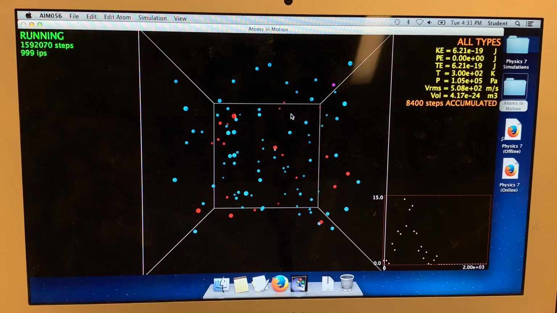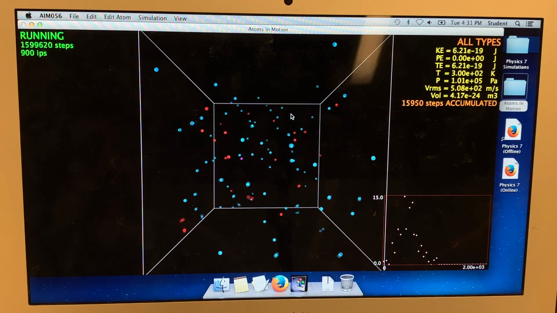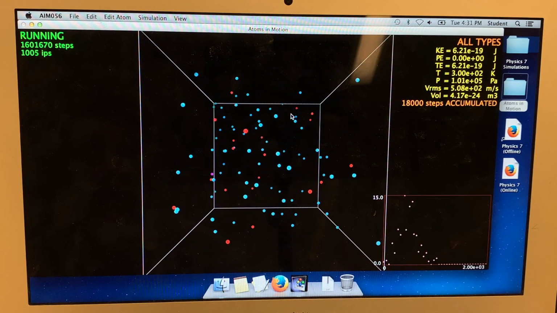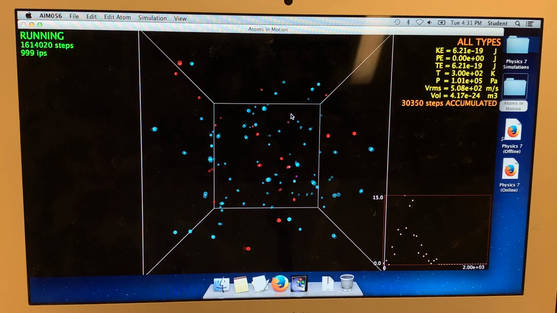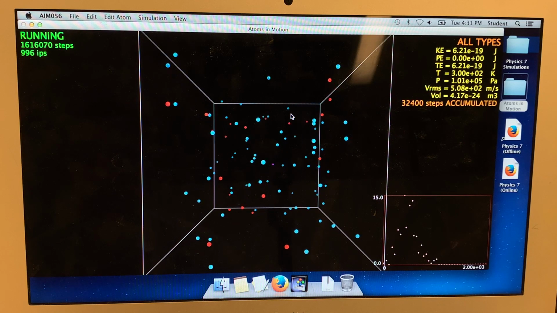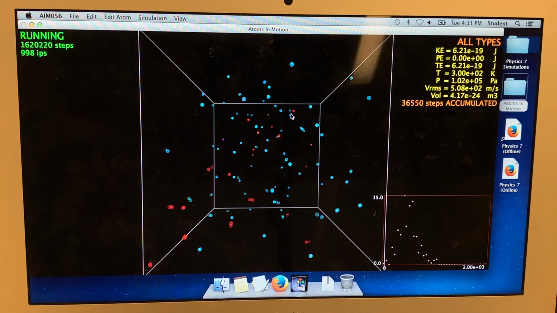All right, here's our simulation for heat capacity at constant volume. The size of the container will remain the same for this entire simulation. In this simulation, there are 100 particles of gas. Write that number down somewhere because you're going to need it later.